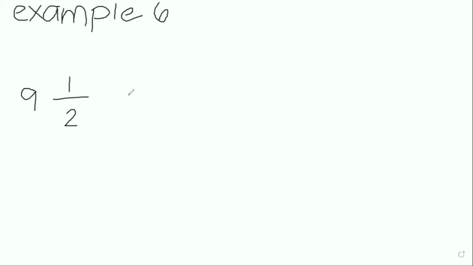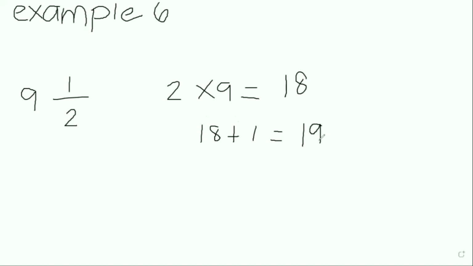Our next example is 9 and 1/2. So let's multiply 2 and 9. 2 times 9 equals 18. And then this product will be added to the numerator. 18 plus 1 equals 19. So this answer will be our new numerator. And then just copy the denominator, which is 2. Our answer will be 19/2.